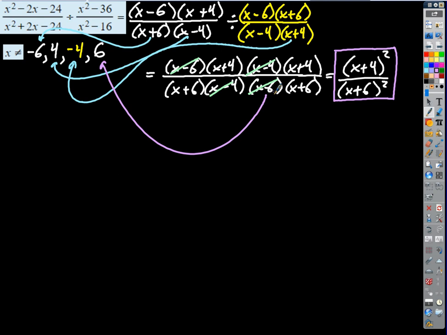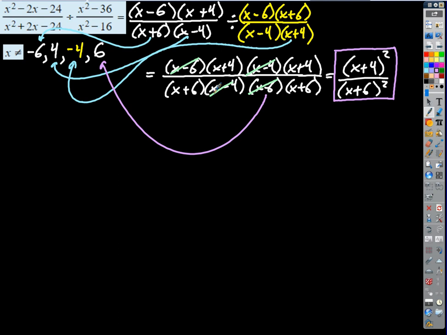And then at that point, I can just cancel all the like factors. So those cancel, and on top I get x plus 4 times x plus 4, so x plus 4 squared. You can leave it in factored form; you don't have to expand that out. On the bottom, I just end up with x plus 6 times x plus 6.